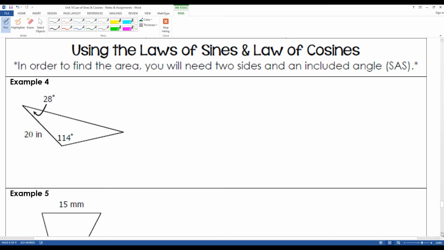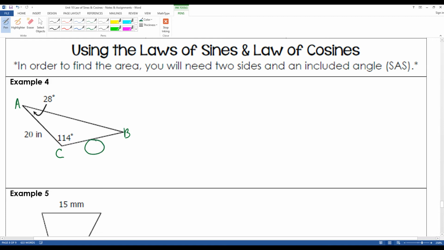Now, what information do we need? Let's make this the angle that we have in our formula C, and we'll call this A and this B. All right, do we have everything we need? Do we have this other side? No, we need this other side over here.